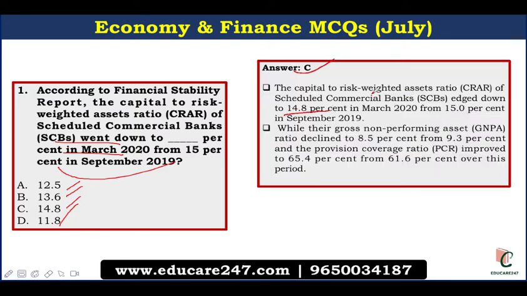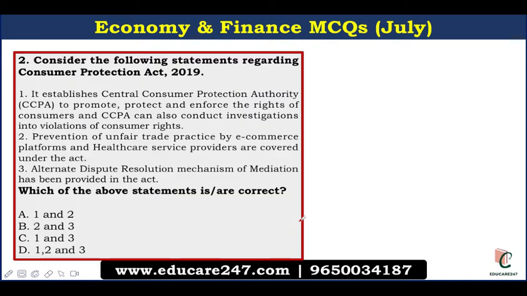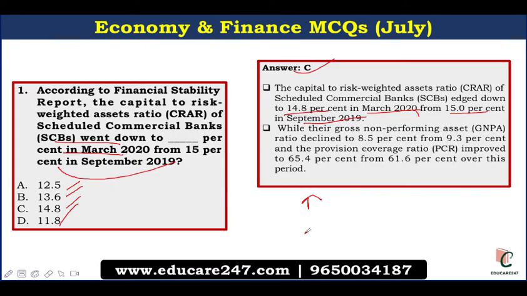The capital to risk weighted asset ratio of the scheduled commercial banks has gone down to 14.8% in March 2020 from 15% in September 2019. Speaking about capital risk adequacy ratio, it is the capital which is required for a bank and is measured in terms of the assets, mostly loans, which are disbursed by the banks. Higher the assets, higher should be the capital held by the bank. A notable feature of the capital risk adequacy ratio is that it measures capital adequacy in terms of the riskiness of the assets or loans given.